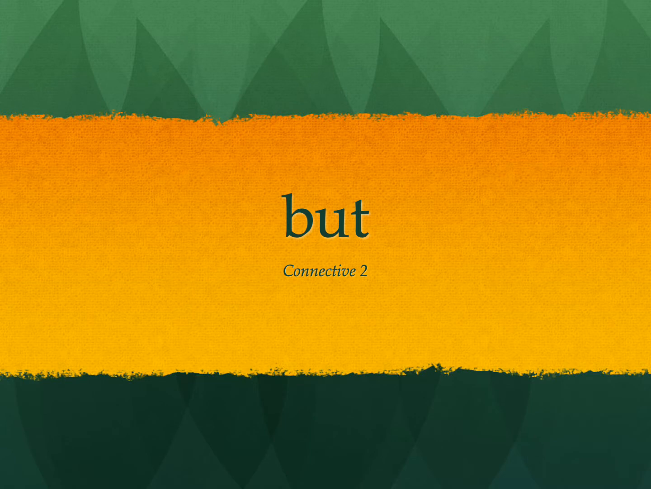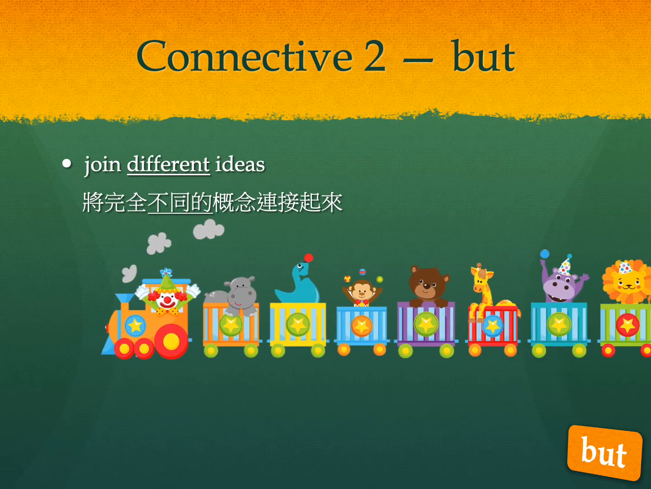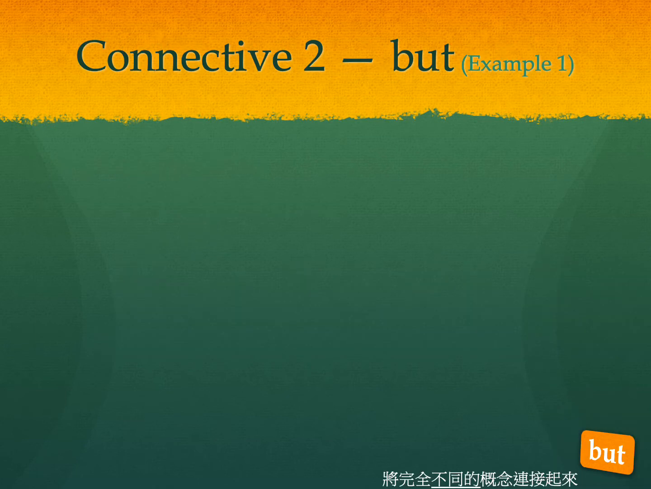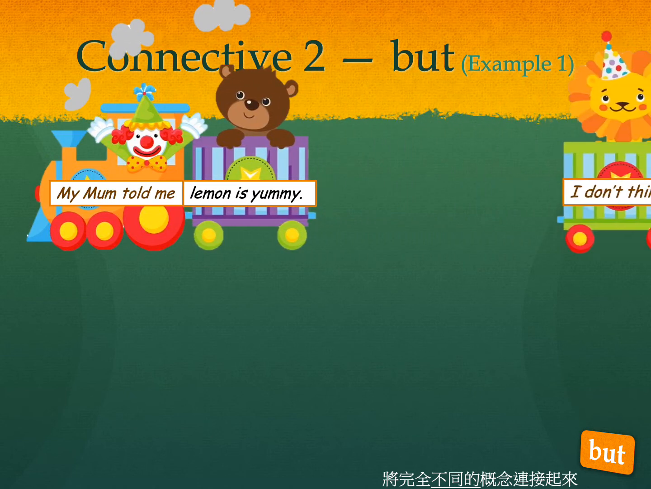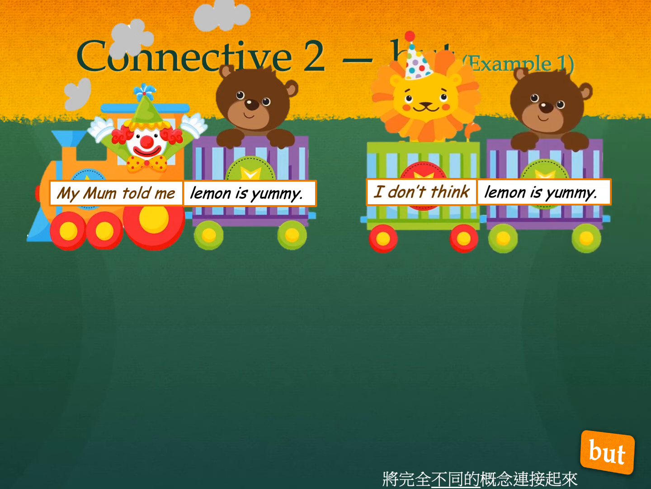Now let's talk about but. We use but to join different ideas, like these train compartments. They are all different, but we can use but to join the different ideas together. Example 1. My mom told me lemon is yummy. I don't think lemon is yummy. So my mom and I have different thoughts on the fruit lemon. She likes it, but I don't. So we can use but to join these two sentences together.